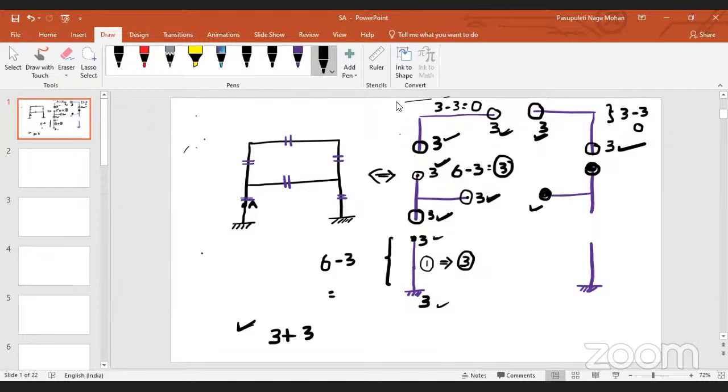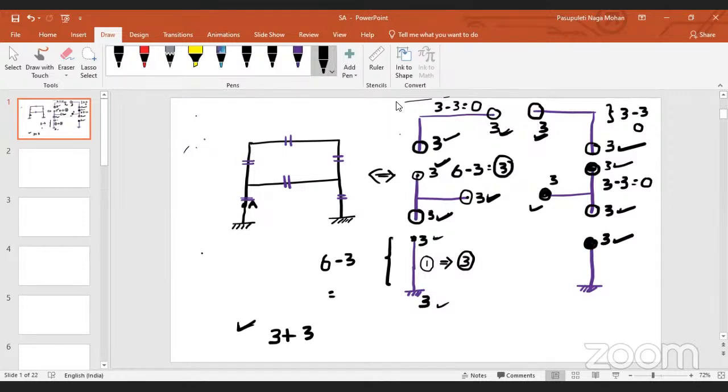Isn't it? That means at this point, how many will exist? Again, 3. Total, how many unknowns will be there? This 3 is known, this is known. This 3 is known, this is known. So how many will exist? 3. How many equilibrium equations? 3. That means equal to 0. If this 3 is known, then obviously at this end, these 3 can be known.